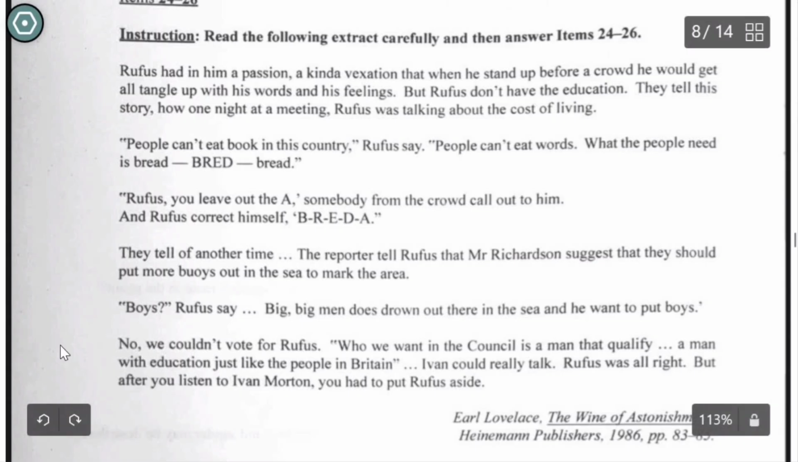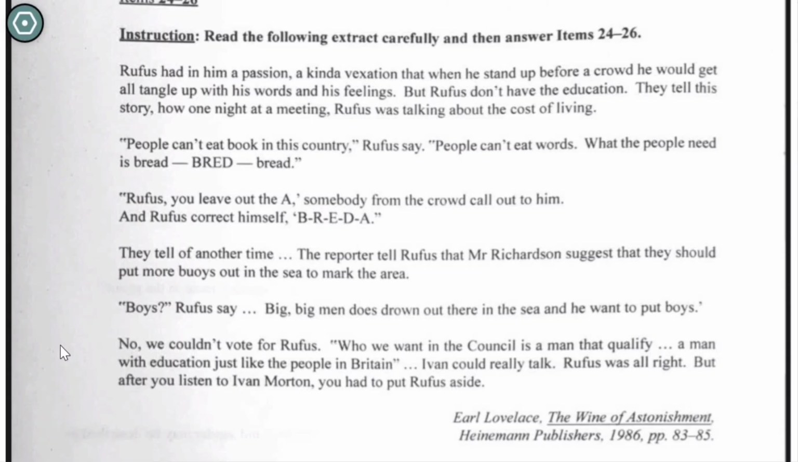Rufus had in him a passion, a kind of vexation that when he stand up before a crowd, he would get all tangled up with his words and his feelings. But Rufus don't have the education.